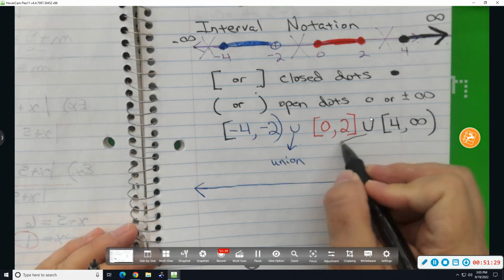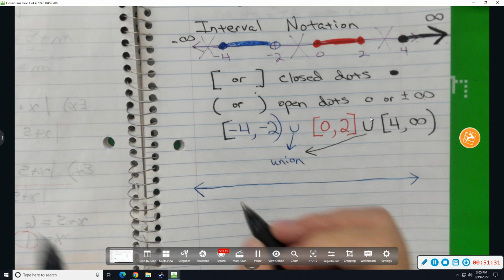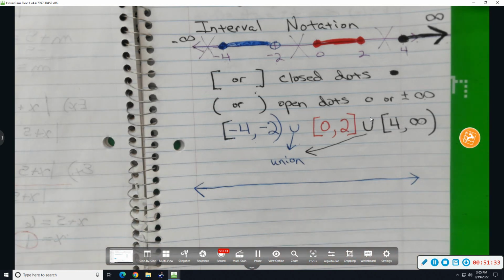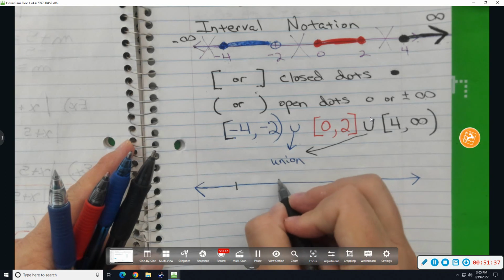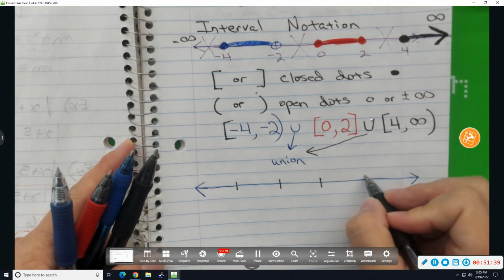Oddly enough, if you go back and find some math books from 40 years ago, there wasn't all this interval notation in it. It really is. 30 years ago also.